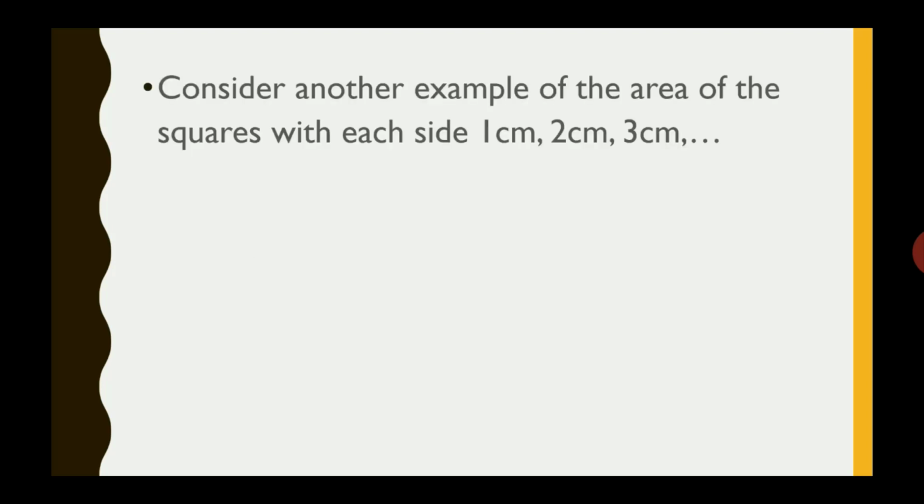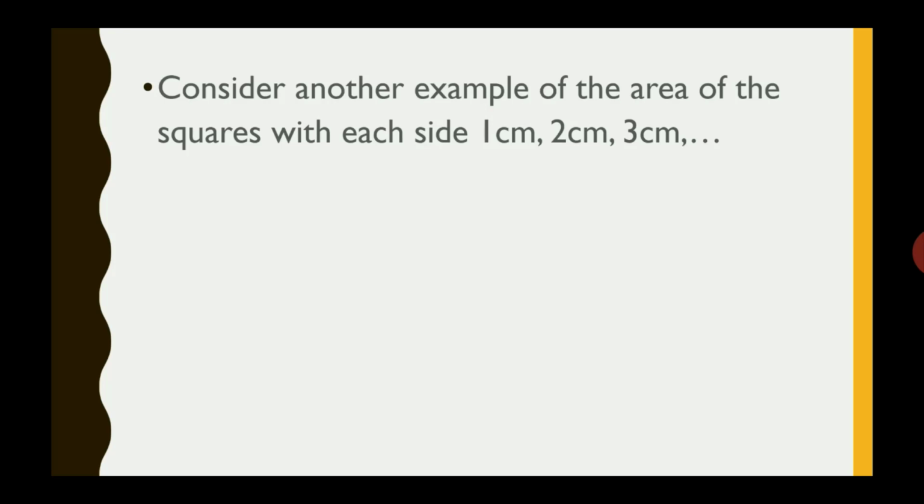Hope you understood. Now let us consider another example of the area of the squares with each side 1 centimeter, 2 centimeter, 3 centimeter, etc. So we are finding the area of the squares. Now what will be the sequence? Okay, first let's consider the square with the side 1 centimeter. What will be its area? Yes, it is 1 into 1, that is 1.